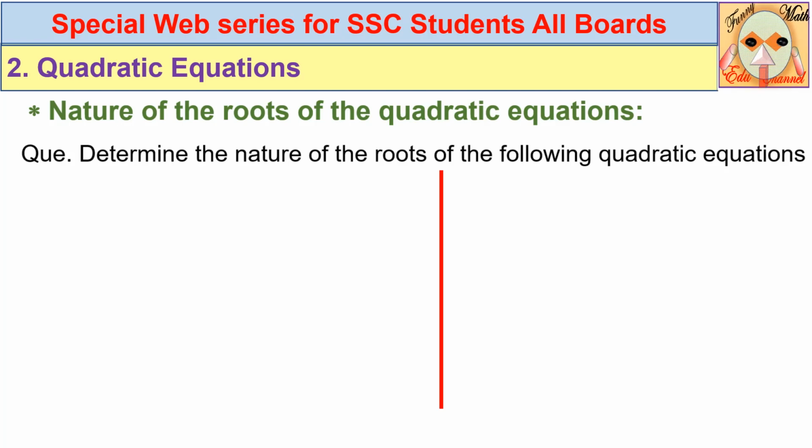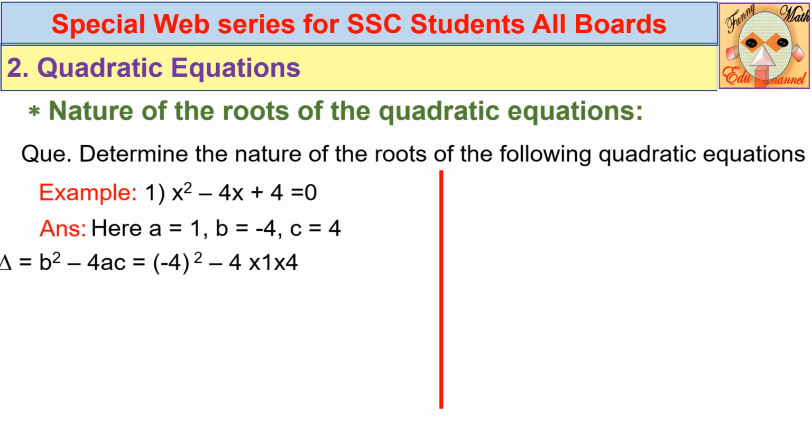For that we are going to see the question: determine the nature of the roots of the following quadratic equations. First example is x square minus 4x plus 4 equal to 0. This is the quadratic equation given to you. Its nature you have to determine. Means, are the roots real or not real, equal or unequal? That we are going to determine. For that, you have to compare that equation with ax square plus bx plus c equal to 0.